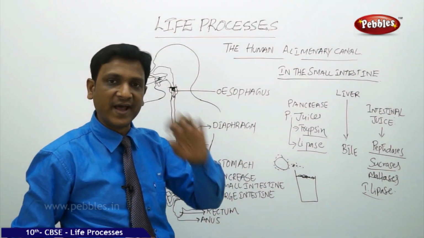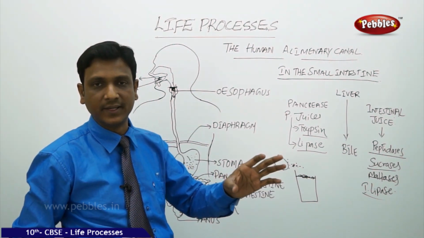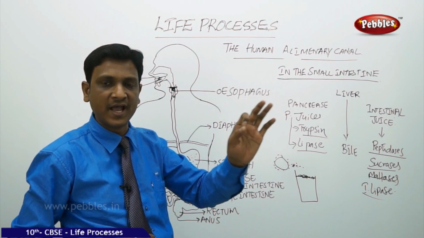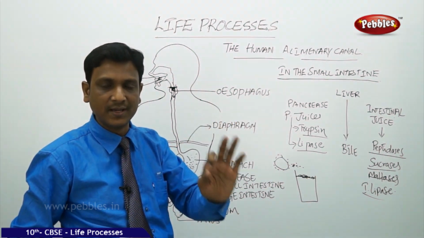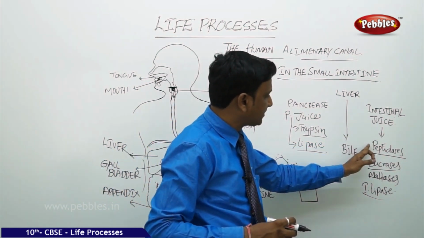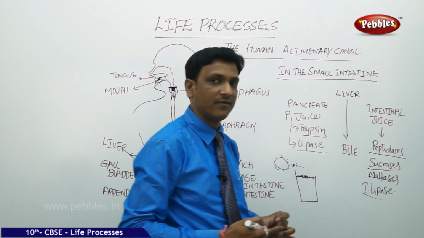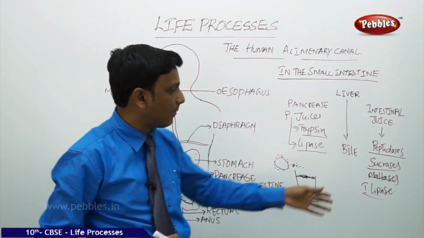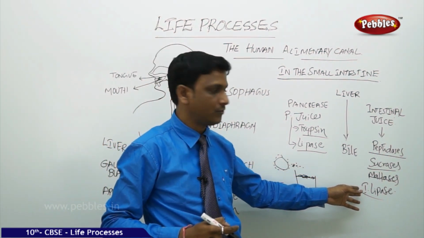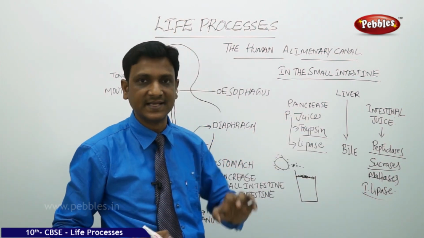So the digestion is finalized in the small intestine. It is completely digested. No more digestion is required. The complex food is made into very fine and simple molecules which can be easily absorbed into the blood. So these enzymes, like peptidases, convert the peptones to amino acids. Sucrases convert the sucrose into glucose. Maltases convert the maltose into glucose. And intestinal lipase converts the fats into fatty acids.